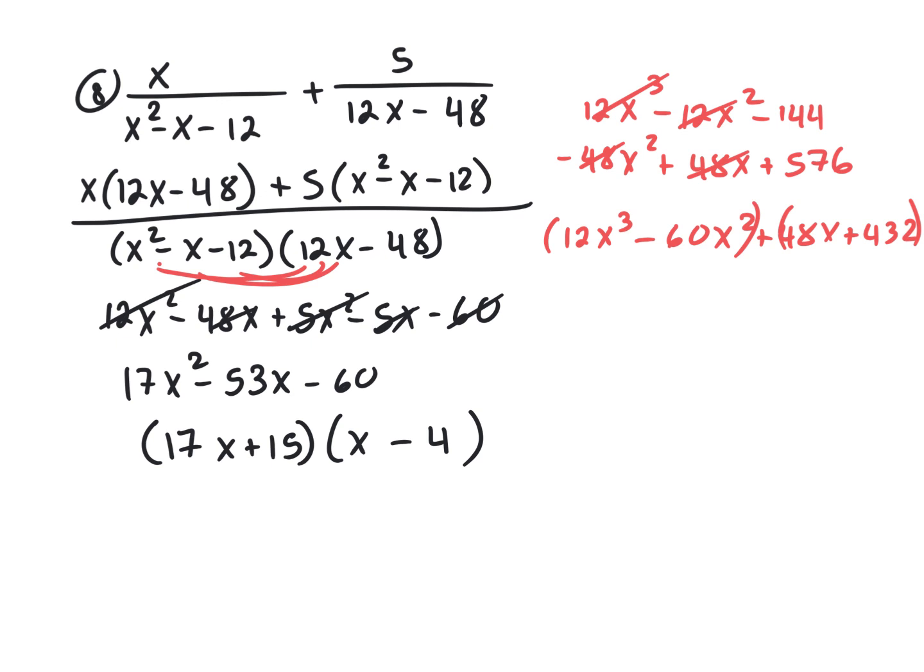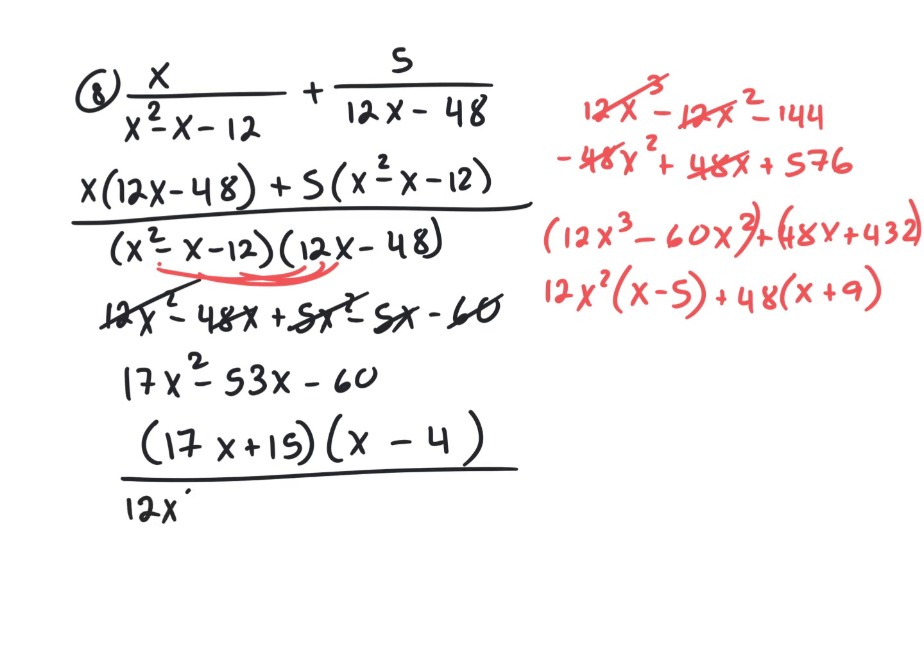See what's the worst that can happen. I can take out a 12x squared from the first two terms, so I'm left with x minus 5. And I can take out a 48 from the second two, and I'm left with x plus 9. Now, if I were to rewrite it into the equation, I'm left with 12x squared times x minus 5 plus 48 times x plus 9. There's really nothing I can do here to combine it.